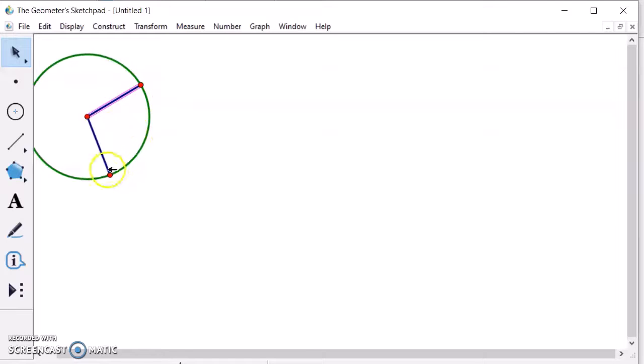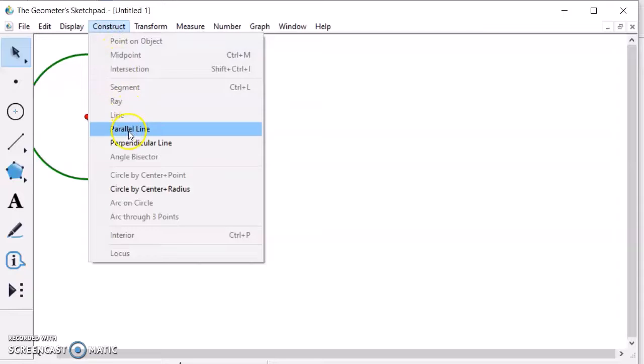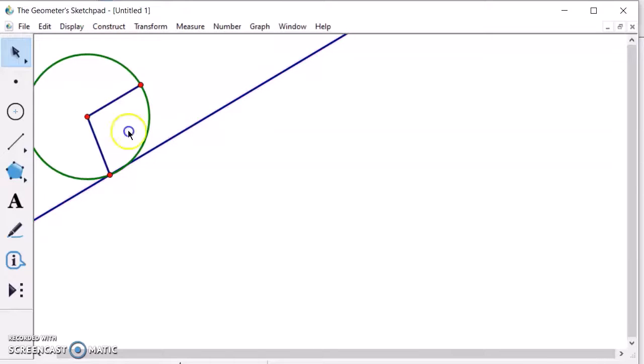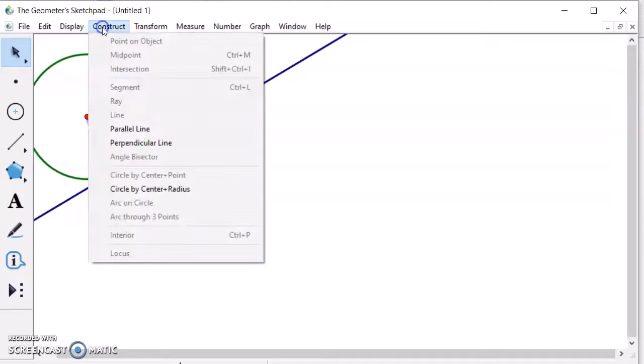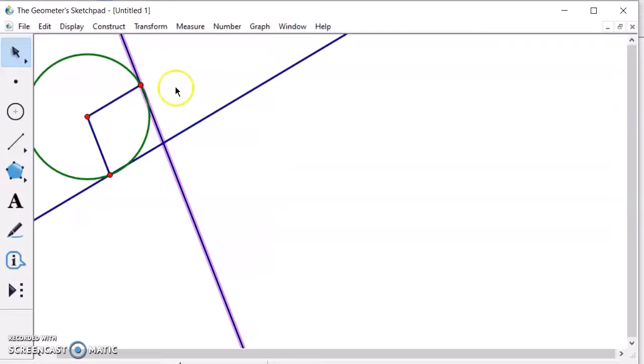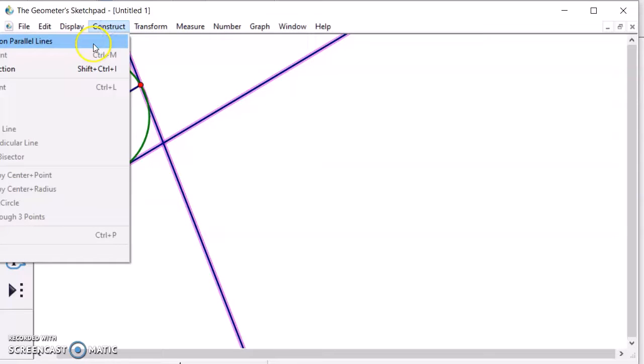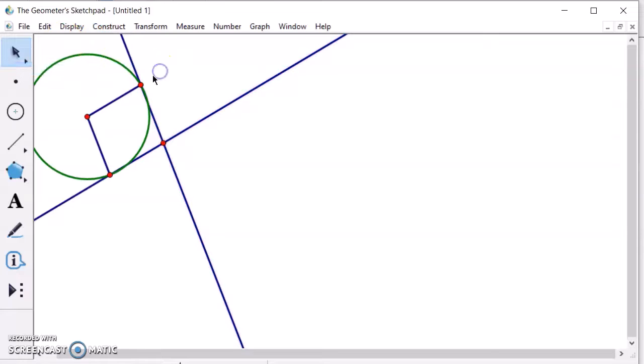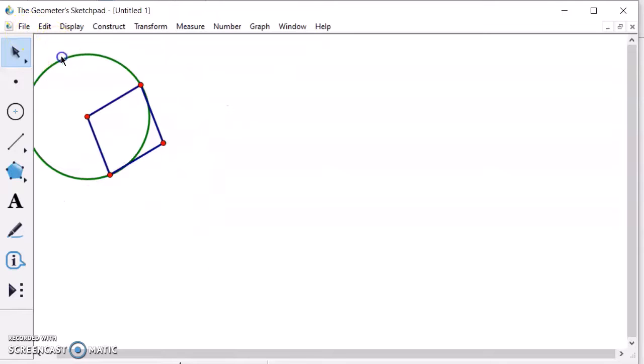Well, given a line and a point not on it, there is one and only one parallel line. That point of intersection is going to be the vertex that I need. So now there's my rhombus. So I'm going to hide everything else.